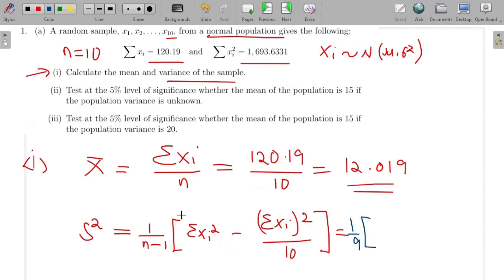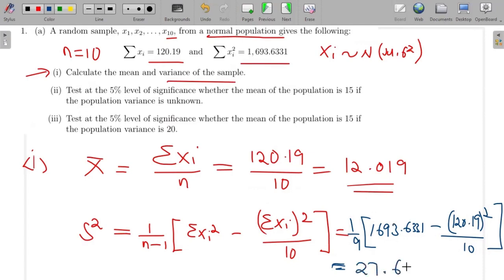And then inside the brackets, the summation of all the xi squared is 1693.6361 minus the summation of all the xi, 120.19, squared, divided by n, which is 10. The only thing that is left now is to punch this onto the calculator. So if I punch these onto the calculator, I'm getting 27.6744. I've just rounded off to 4 decimal places, so make sure you counter check with your own calculator.